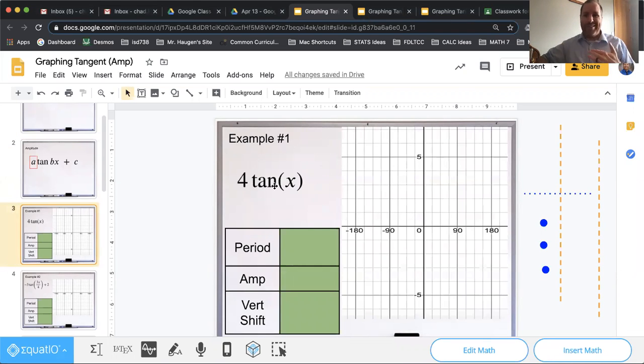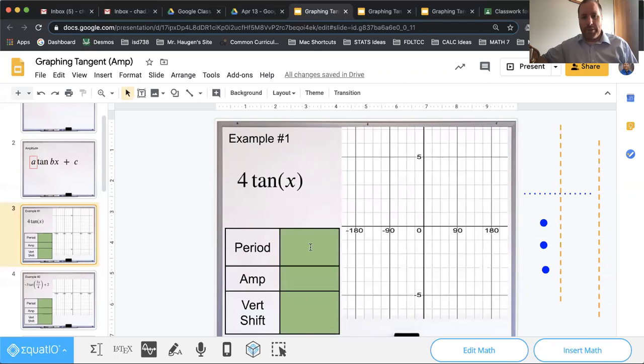We have 4 tangent of x. And in this one here, I've got my tools over here that I'm going to kind of just pull into the graph. And I left those tools for you guys down in your homework as well. So if you wanted to drag these over rather than making your own lines and dots or things like that, you certainly can do that.